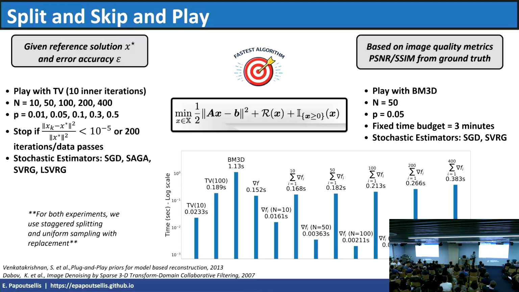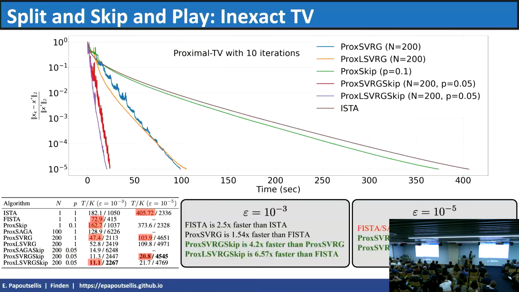And for BM3D, as a plug-and-play application, we fixed a time budget of 3 minutes. Initially, we had 72 seconds for FISTA, and we couldn't beat it with prox-skip because it was 162 seconds for this type of target accuracy. But now we went to 11 seconds using the split and skip approach. Also, we are better than the standard stochastic optimization techniques that do not skip in every iteration.